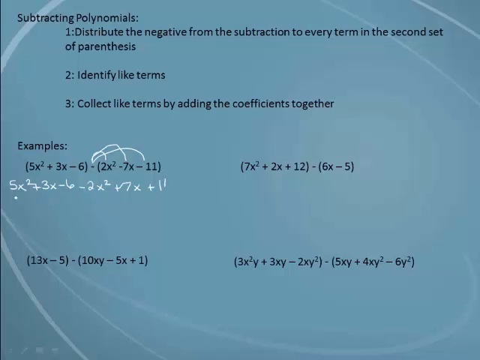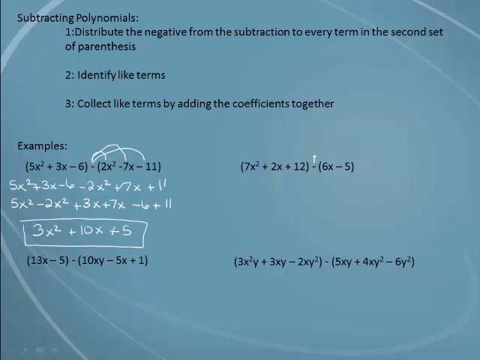Now I have like terms. 5x squared and negative 2x squared are alike. 3x and 7x are alike. And then negative 6 and positive 11. 5 minus 2 is 3. 3 plus 7 is 10. And negative 6 plus 11 is 5. Keeping the variable portion the same each time.